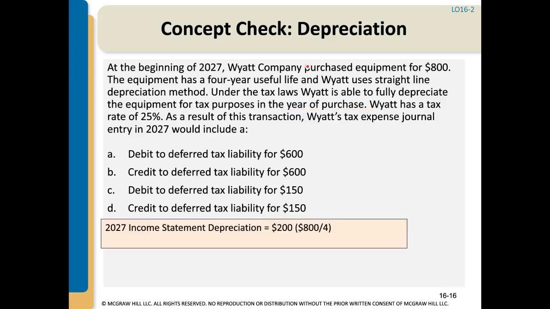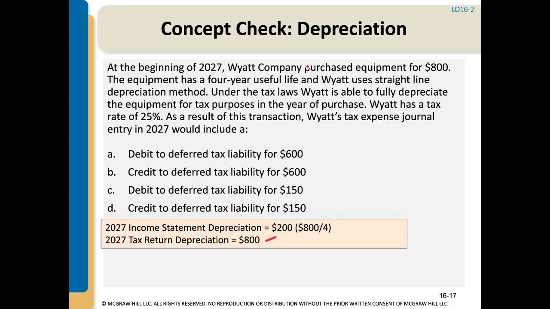So we're told that in 2027, because we're only looking at 2027, right? 2027, our income statement, when it says income statement, we mean our financial reporting income statement. We bought an asset for $800 and we're depreciating over 4 years straight line. So in our financial reporting income statement, we're going to see a $200 depreciation expense.